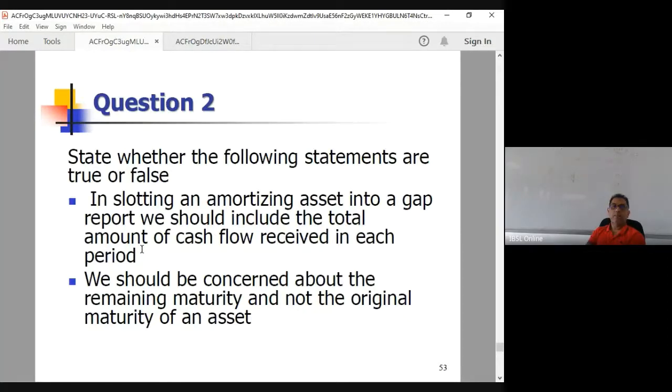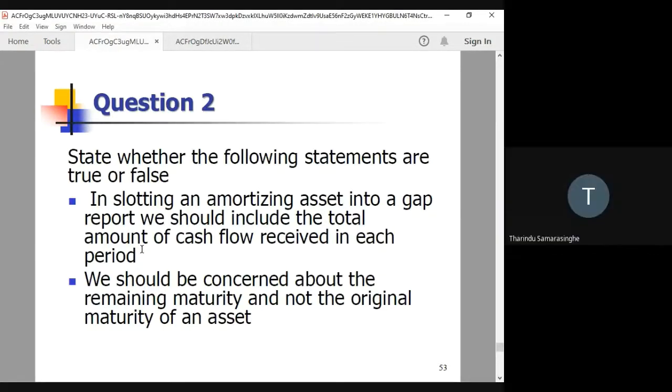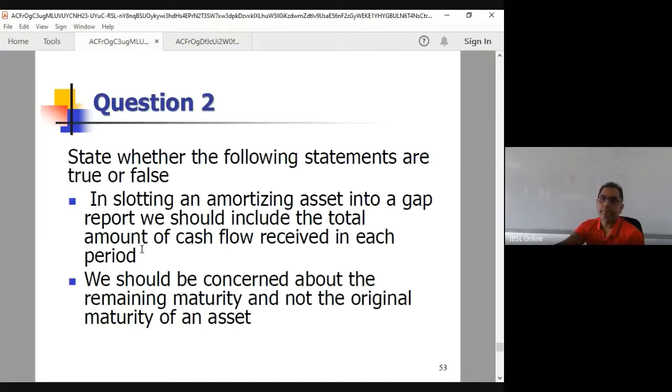Then we should be concerned about the remaining maturity and not the original maturity of an asset. Is that correct? Yes, correct. That's correct, exactly.